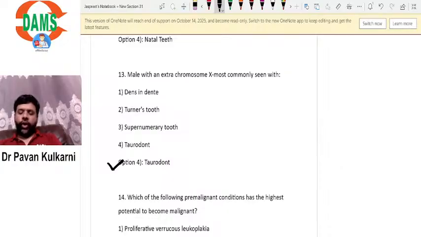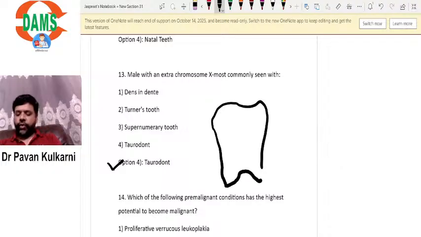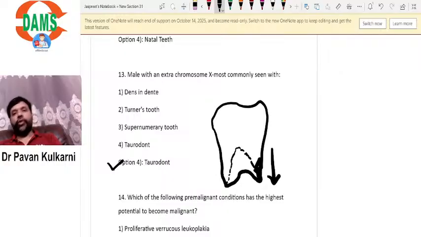All of us know taurodontism is actually a phenomenon where the bifurcation of the root is displaced apically. Normally you will see furcation in this area. This is a furcation area. Here there is apical displacement of the furcation area or the pulpal floor. That apical displacement of the furcation area or pulpal floor is known as taurodontism, or it is also known as bull teeth. Remember, taurodontism is typically seen in Klinefelter syndrome patients and Down syndrome patients.